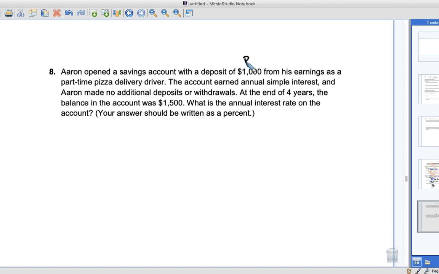So you guys will not have a physical test to write on, but on your sheet of paper, you can write P equals 1,000.